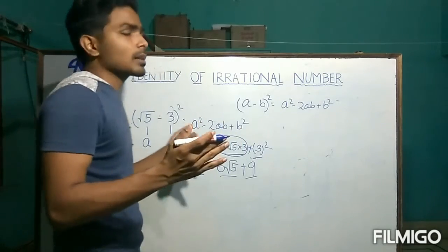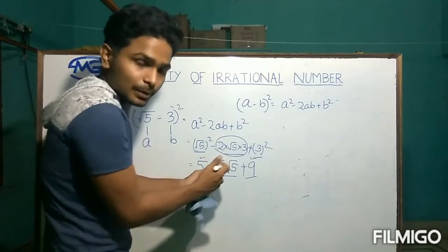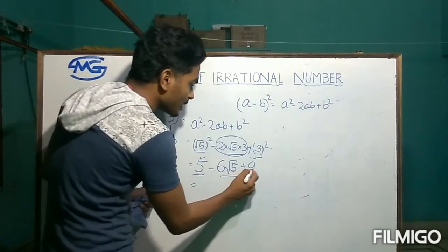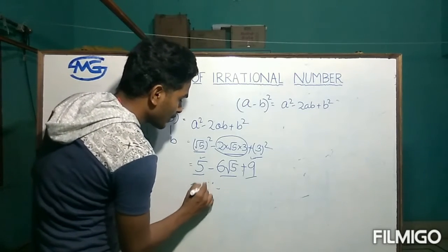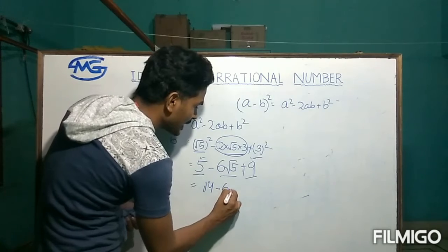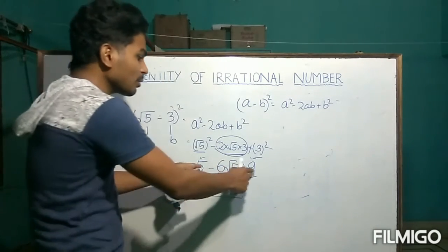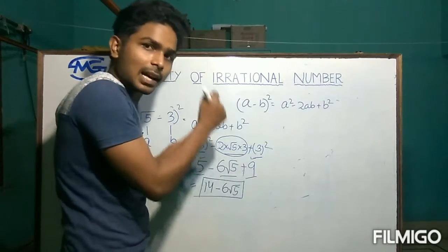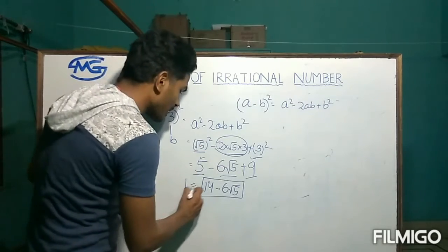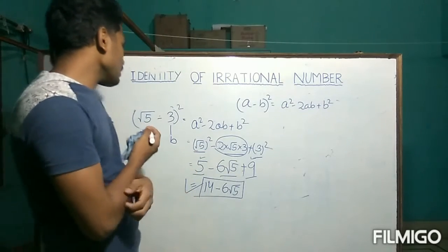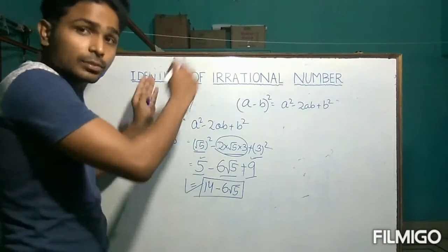Okay, so they will give 3 terms, out of which 2 terms are rational, that is 5 and 9. And you know, whenever 2 rational numbers are added, they will always give a rational number. So let's add the numbers 5 and 9. So 5 plus 9 is how much? 14. Then the remaining term is minus 6 root 5. Okay, understood? Here we add the 2 rational numbers, 5 plus 9 is 14, then the remaining is minus 6 root 5. So this will be the answer. Okay, so you can also easily, by using this identity, calculate the square of irrational numbers.